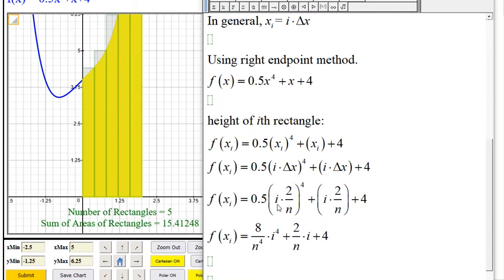And so this becomes i to the fourth, and then 2 to the fourth is 16. 16 times 0.5 is 8. And then we have n to the fourth. So that's how we end up with 8 over n to the fourth times i to the fourth. And this will be plus 2 over n times i, and then plus 4. And so this is the height of the ith rectangle in terms of n.